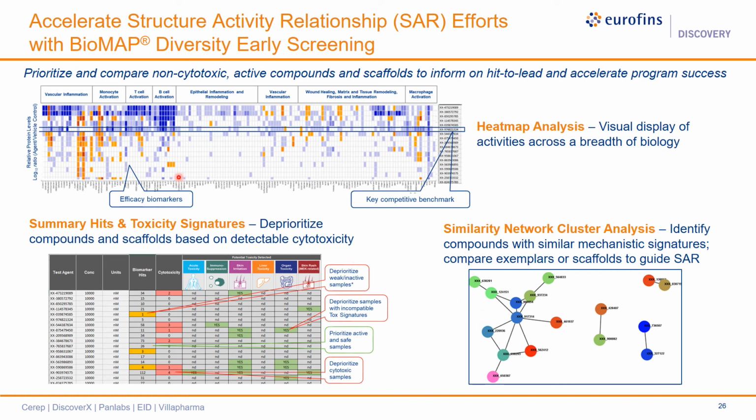Diversity early screening uses the same 12 systems described earlier for the Diversity Plus profiling study, but they are used here to screen a minimum of 72 samples, where a sample is one compound at a concentration. Streamlined analysis and deliverables include a heat map of biomarkers, a summary dashboard of hits and toxicity signatures, and a similarity clustering to compare samples.